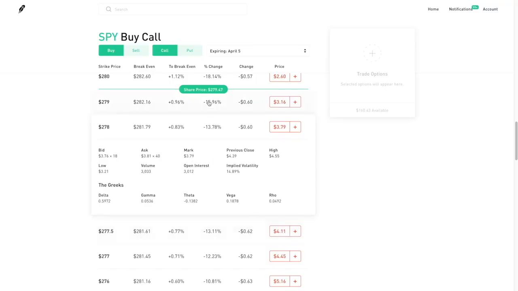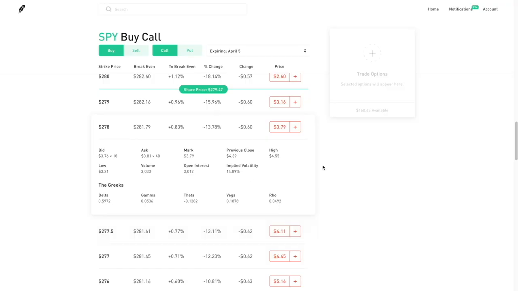So you can assume that if the share price of this stock jumps up another 50 cents, that would make this option contract almost the price of this one. So you only spent $379. You held until SPY jumped up another 50 cents, and therefore you made all that profit just by spending $379. So you spent $379 to make another $40 or $50 in profit.